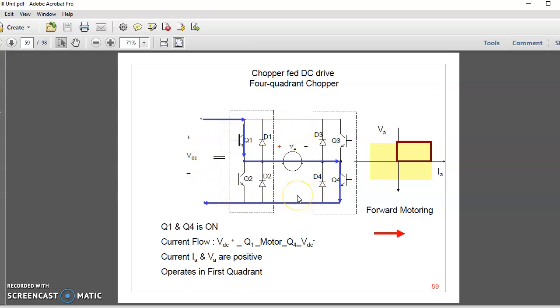Here we consider left positive, right negative as positive voltage, and when the current flows from terminal A to double A, in this direction it is positive current. So the current is positive and the voltage is positive, the power will be positive and it is operating in the first quadrant. This is called forward motoring mode.